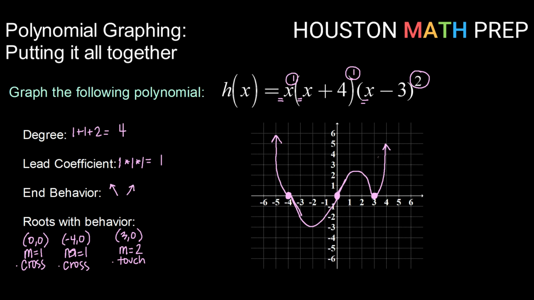So here's a rough sketch of our polynomial for h of x equals x times (x plus 4) times (x minus 3) squared.